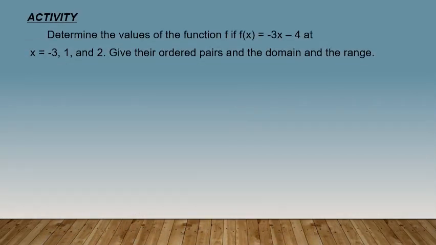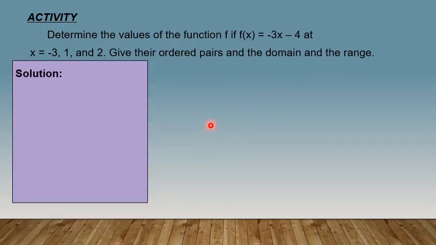Next activity. You're going to determine the values of the function f if f of x equals -3x minus 4 at x equals -3, 1, and 2. Give their ordered pairs and the domain and the range. So we have the solutions again.